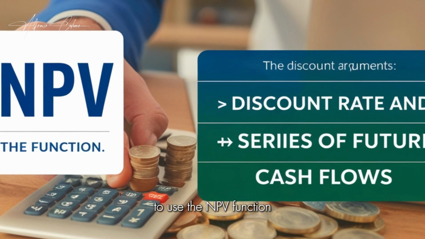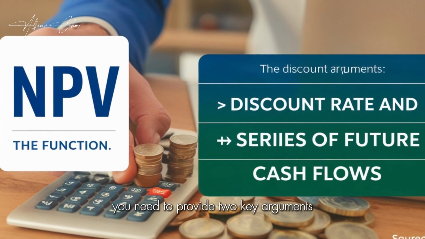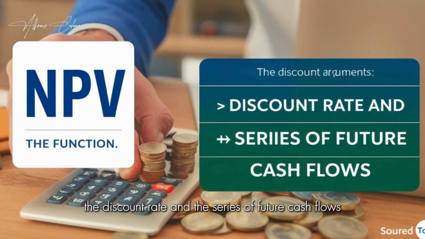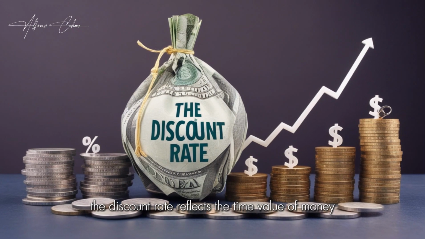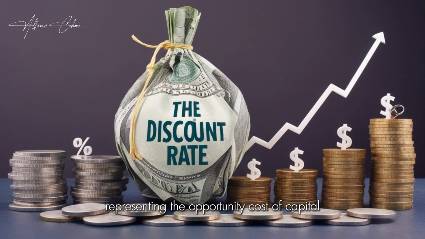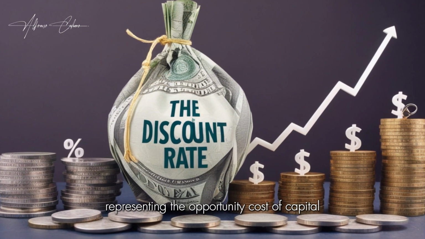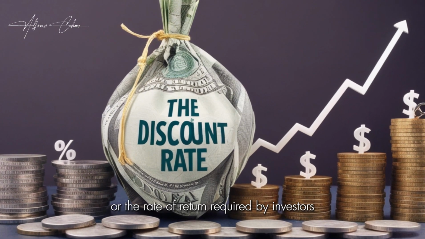To use the NPV function, you need to provide two key arguments: the discount rate and the series of future cash flows. The discount rate reflects the time value of money, representing the opportunity cost of capital, or the rate of return required by investors.